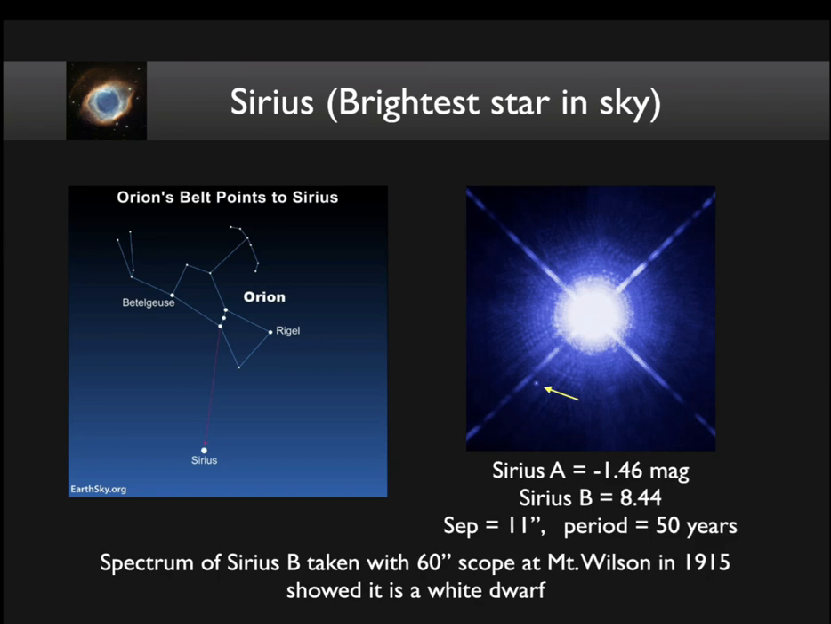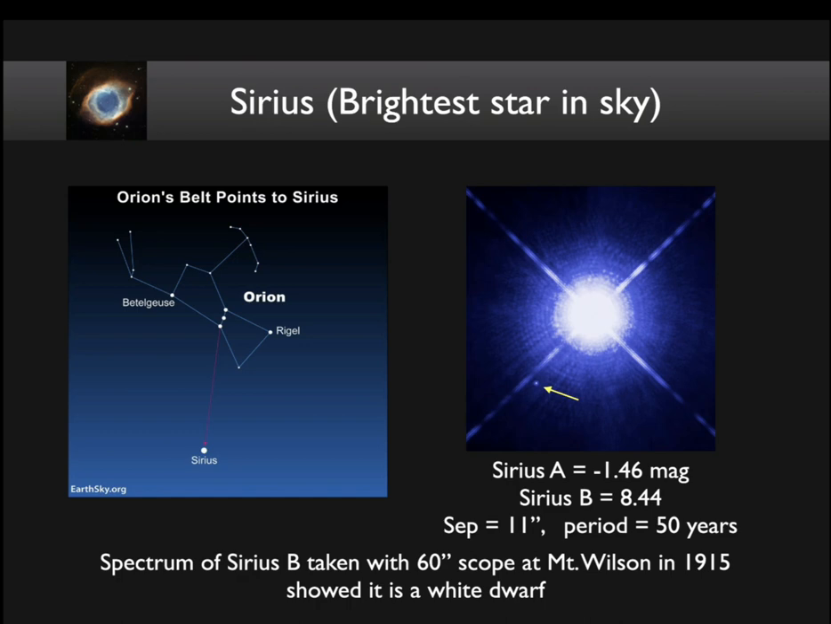Sirius does have a little companion. The yellow arrow shows an object called Sirius B. It's a white dwarf star. A white dwarf is the core of a star that has already evolved and died.